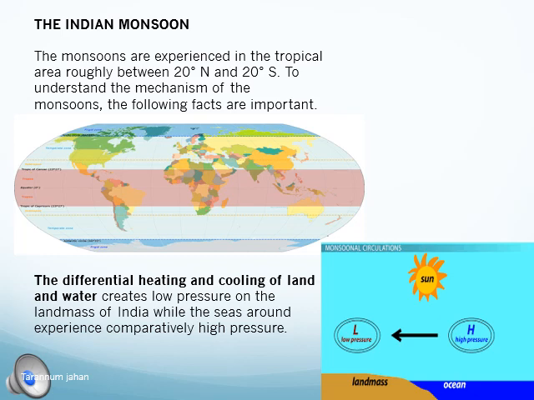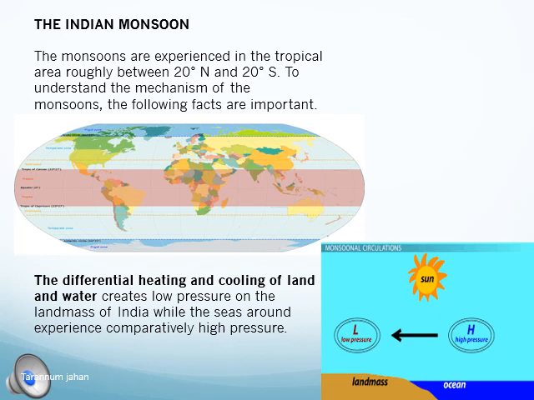Now how do they get reversed? First we'll see how they reverse from southwest to northeast. The monsoon is experienced in the tropical area. Now what is the tropical area? The tropical area is nothing but the region between 20 degrees north and 20 degrees south. The mechanism of the complete monsoon only takes place in this area. Now which is that area? If you see this map, the peach color in the middle is the tropical area. Only this area experiences rainfall.